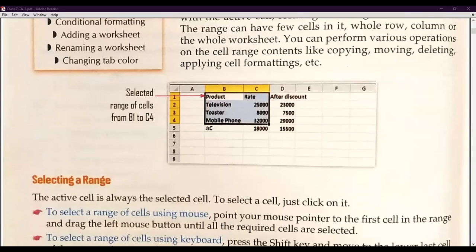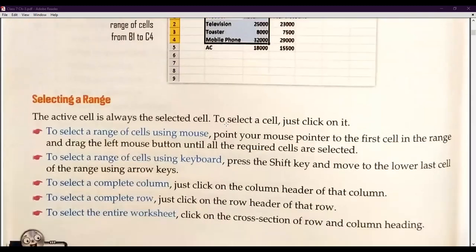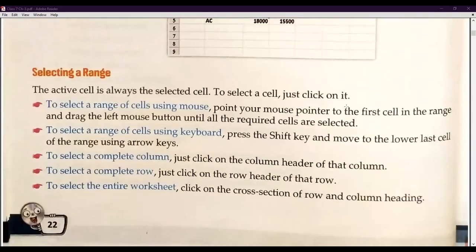Now we need to understand that this is column D, and the cells will be referred to as D1, D2, D3, D4, and D5. Now how can you select a range? Very easy to understand. First, I will show you the theoretical manner, then we will jump to the practical implementation. The active cell is always the selected cell. If we are working on that particular cell, it is the active cell. To select a cell, just click on it. If it has not been automatically selected, then you need to click on it.